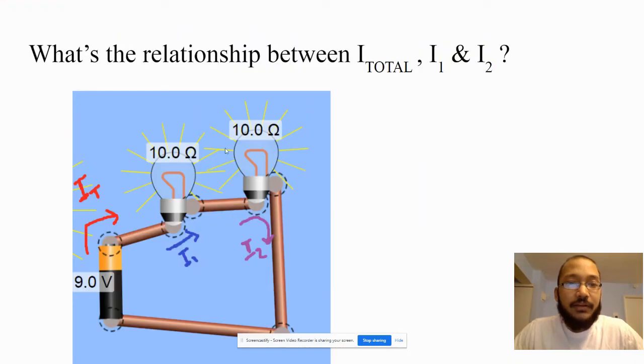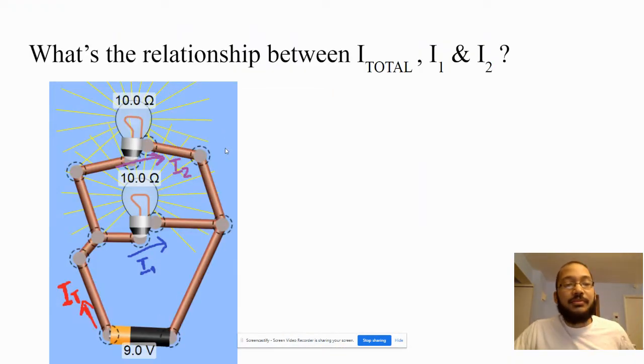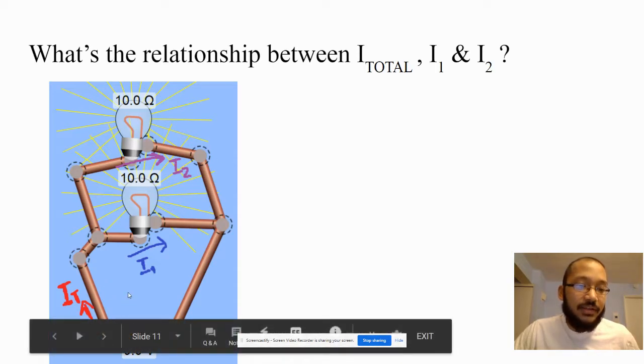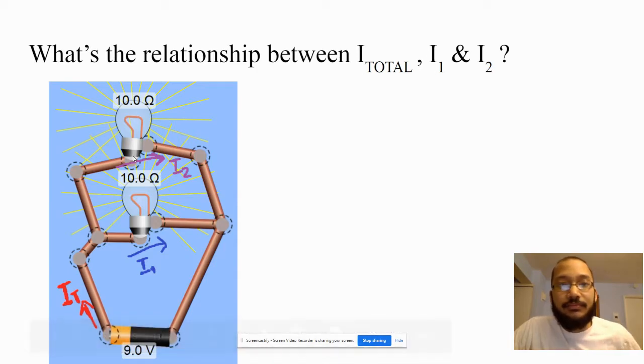What about for two bulbs in parallel? How is I total coming out of the battery related to I1 and I2, where I1 is the current through this lamp and I2 is the current through this lamp? Take a second to predict what's the relationship there.